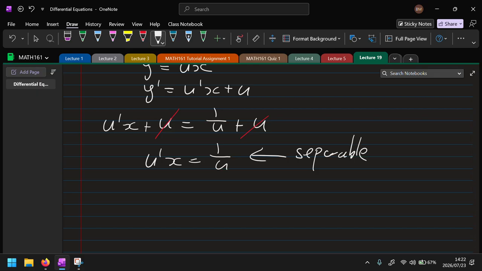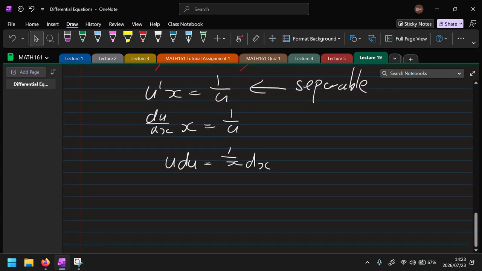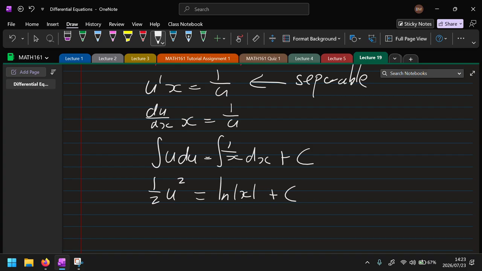Let's write this u prime as du by dx. Now we know it's separable, so let's do the rearranging. The u stuff we'll take to one side, and the x stuff we'll take to the other side. All of the u terms are on one side, all of the x terms are on the other side. Now we're missing the integral sign, so let's put that in. Whenever we do the integration, remember plus c. So 2 integrals to solve, very easy. Here we get 1/2 u squared, and here we get the natural log of x plus c.